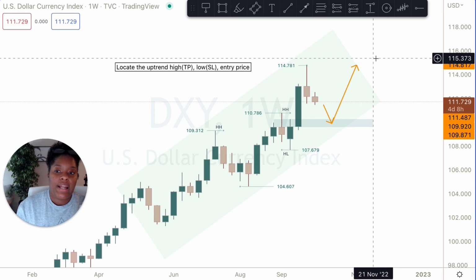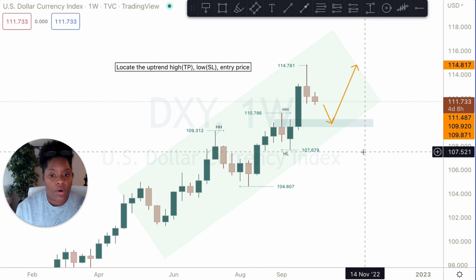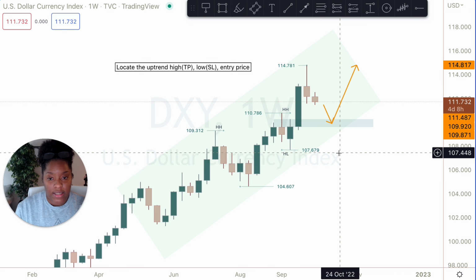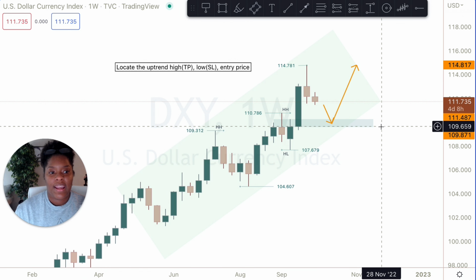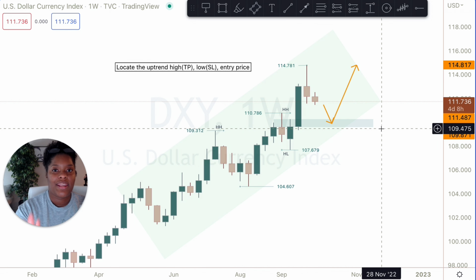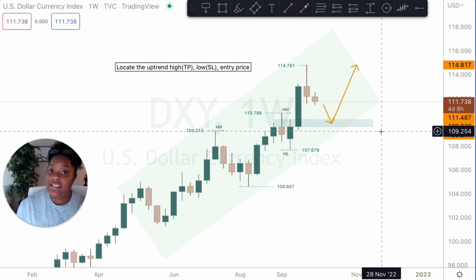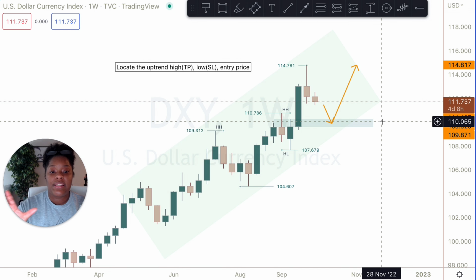So now I'm going to ask myself, because I've located my highest point at 114, I've located where I don't want price to go, which is around 107.69, I now have my entry point. Can the analysis stop here? Do I have to keep going further? The answer is yes and no, because if this is all you need, you don't have to keep analyzing this. And here's what I mean.